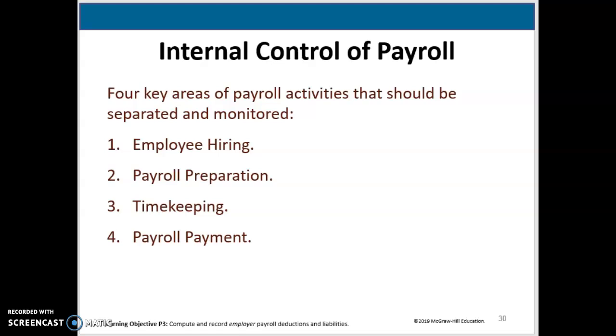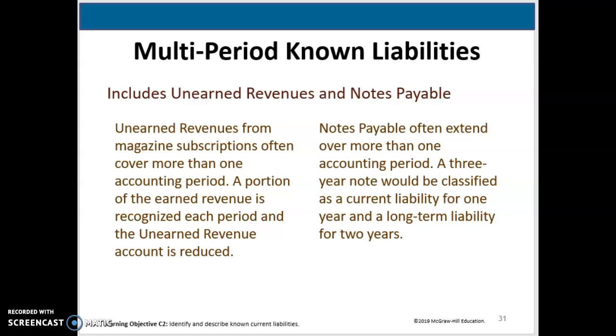All right, kind of switching gears a little bit. So if we have multi-period known liabilities, so we have things that we know that we're going to have over multiple periods, we want to make sure that we're recognizing those liabilities every time. So the examples they give here, they talk about unearned revenues and notes payable. So if you had Sports Illustrated selling a 4-year magazine subscription, it records amounts that are received for the subscription in unearned subscription revenues accounts.